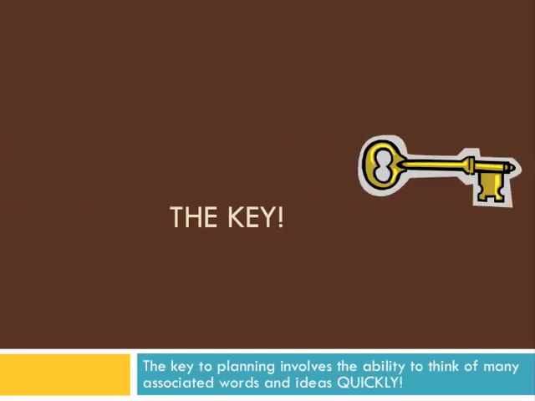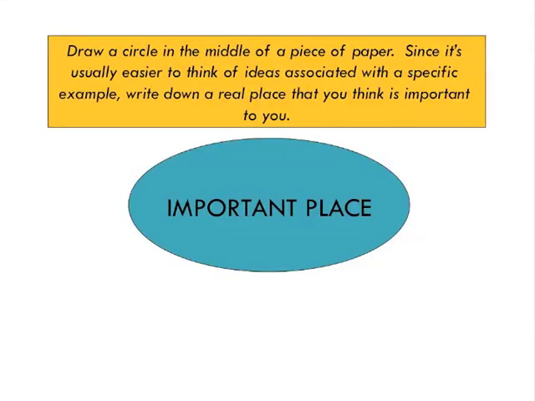So again, the key really to this activity, and I think it's the key to the test as well, is that we have to be able to think of many associated words and ideas quickly. Now, what I would like for you to do is to find a piece of paper. Just a big empty piece of paper, nothing on it. Now, in the middle, I want you to draw a circle like you see here.